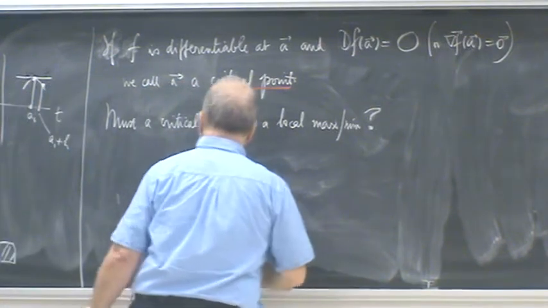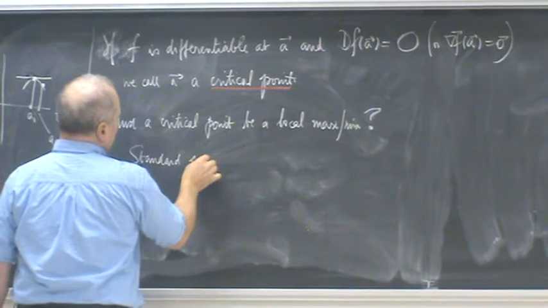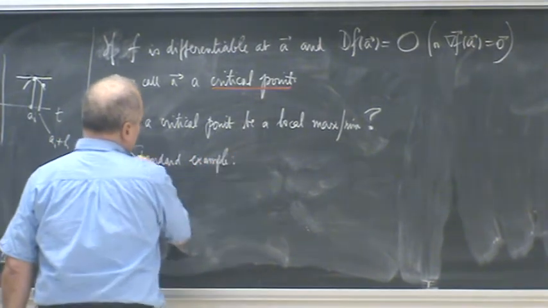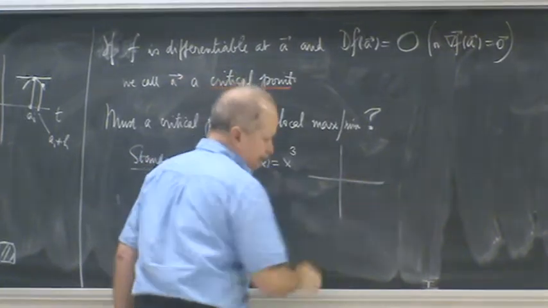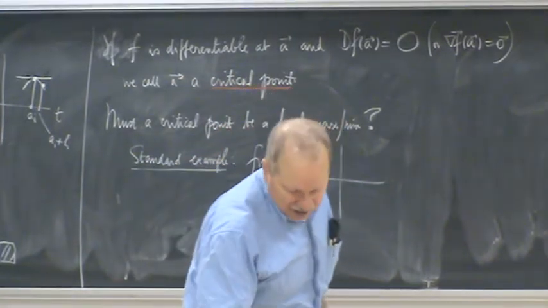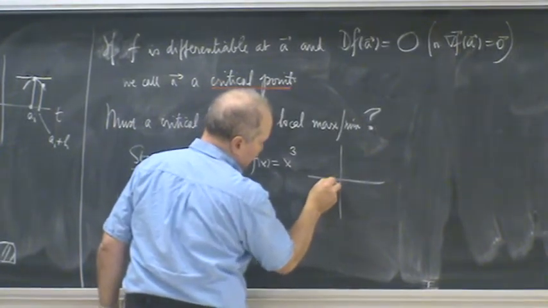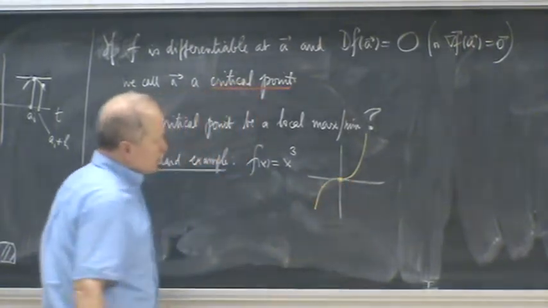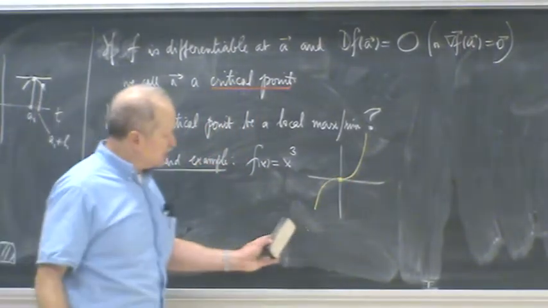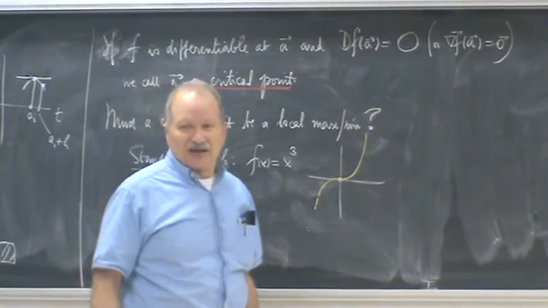So what's your standard example from single variable calculus? x cubed, which has a critical point at 0, which happens to be a point of inflection, a point that is neither a max nor a min because the function is always increasing. And yet there's a critical point.